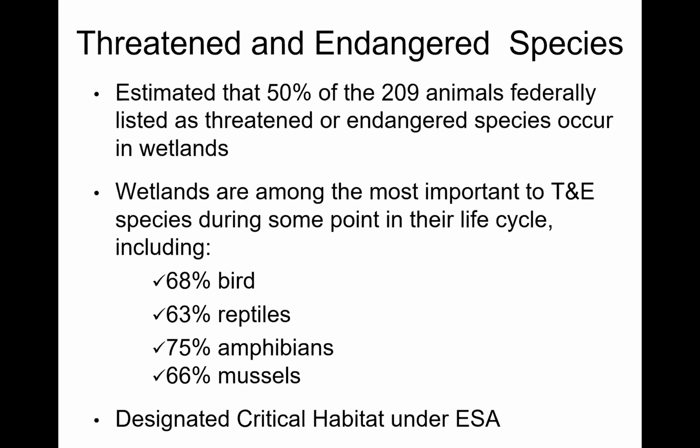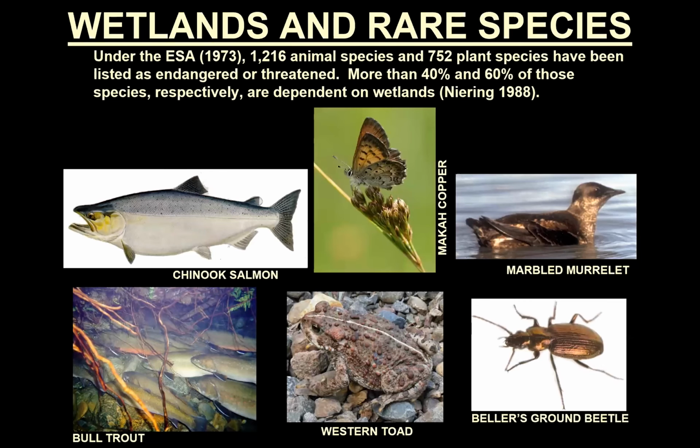Threatened and endangered species is a great example of ecosystem services that wetlands provide. It's estimated that 50% of the 209 animals federally listed as threatened or endangered occur in wetlands. Wetlands are among the most important to threatened and endangered species during some point in their life cycle, including 68% of birds, 63% of reptiles, and so forth. Around here, we have many species that are rare that rely on wetlands.